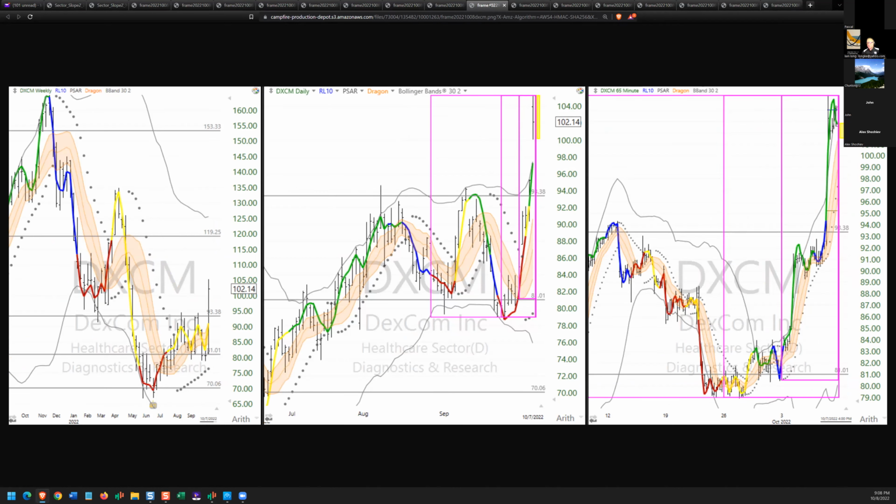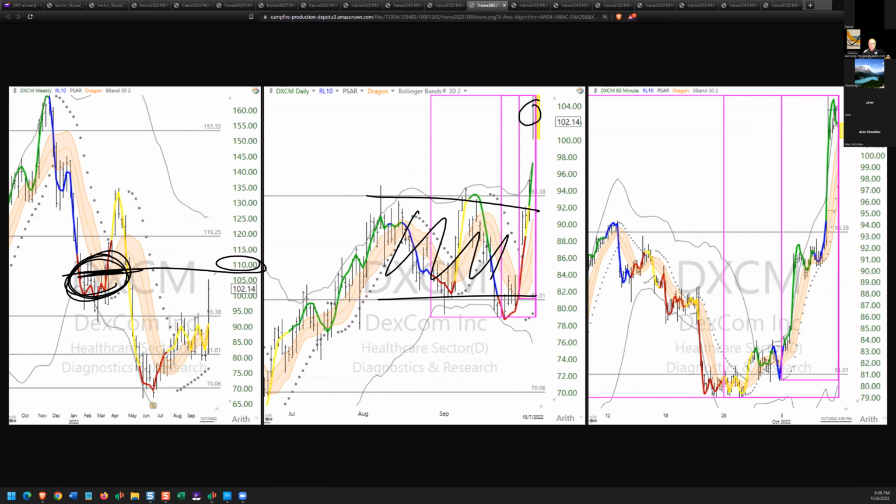Dexcom Healthcare, also in the healthcare sector, had just extraordinary earnings, completely broke out of all of this, has almost made it back into the previous support level around 110, or the fair price, breaking out in this range from 80 to 95, has run way up and is now closer to that magnet than this magnet. I like the breakout here.